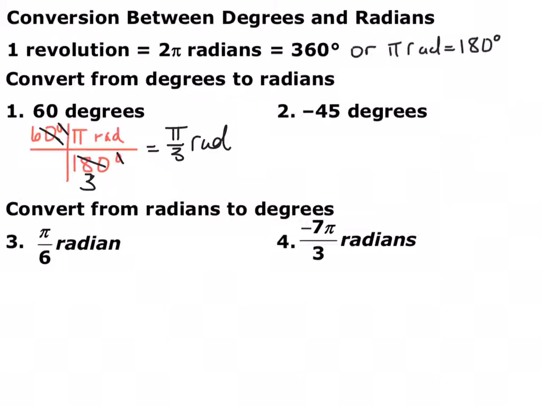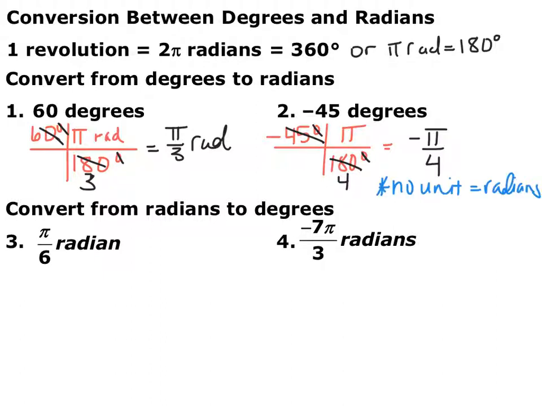Go ahead and pause the video and convert negative 45 degrees into radians. So negative 45 degrees multiplied by pi over 180 degrees to cancel out degrees, and you end up with negative pi over 4. You notice that I did not write a unit here. That's not a mistake. Radians are what we call a non-unit, so you don't actually have to write radians. If there is no unit written, then we assume it's radians. So negative pi over 4, we assume that's radians. Whenever you mean degrees, you have to write the degree symbol.